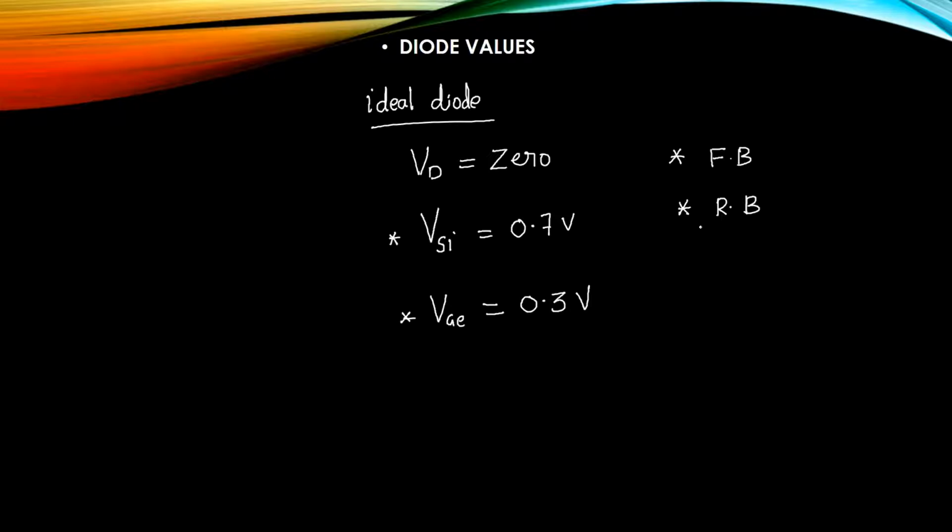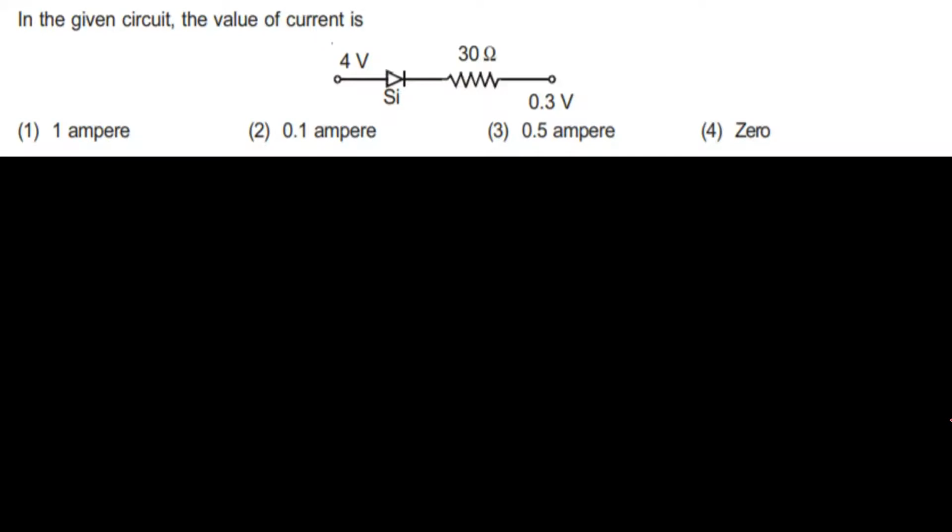Now let us move on to the problems. Let us see how the problems are asked in the examination. So this is the first problem. Let us see what is given in the question. He said that in a given circuit, the value of current. Here he has given two terminals. This is the P side, this is the N side, and a silicon diode is given.